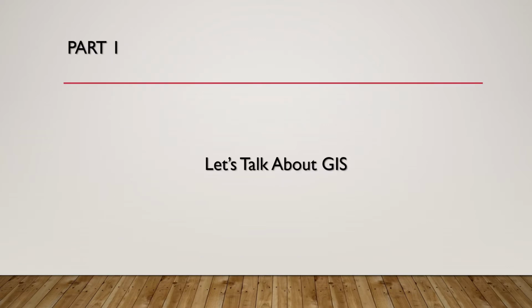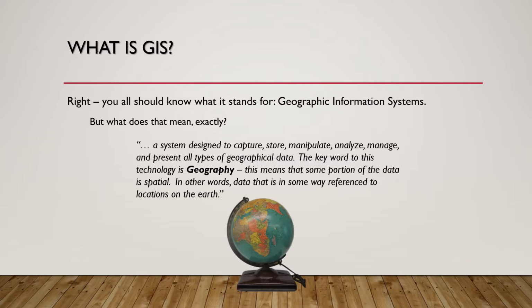All right, so let's start part one and let's talk about GIS. So what is GIS? Hopefully you have some idea. It stands for Geographic Information Systems. What does that mean exactly? We're going to spend the next few slides picking that apart and getting a sense for what is involved in saying something is a GIS. The quote I have here says that it is a system designed to capture, store, manipulate, analyze, manage, and present all types of geographical data.